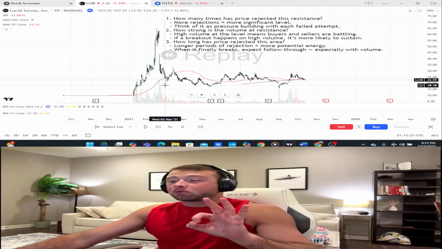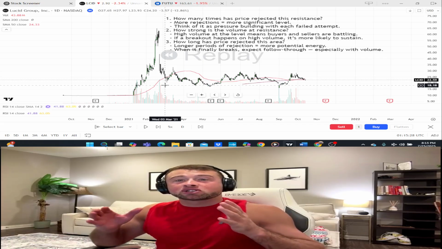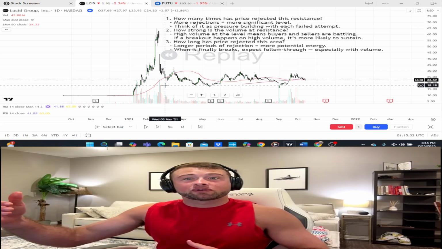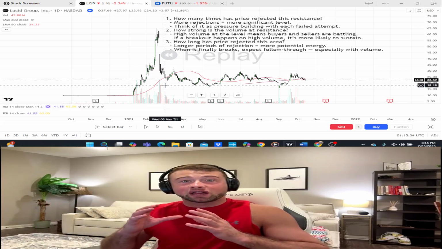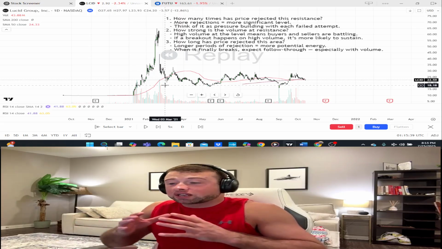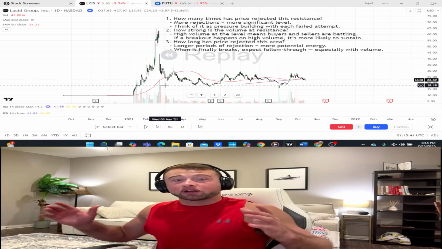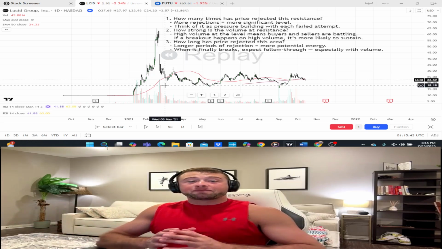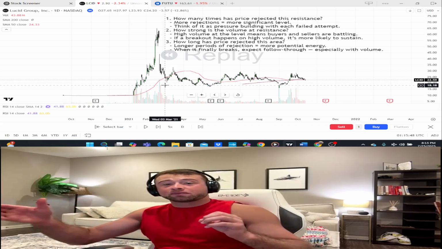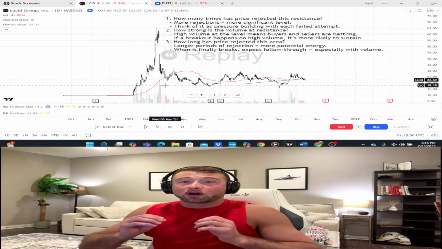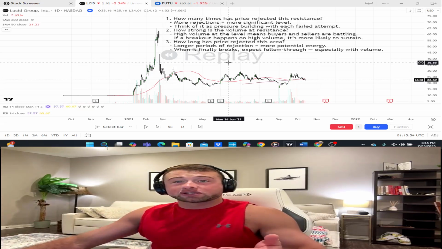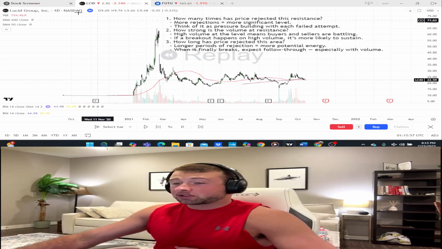Okay, and the third thing we want to look at is the duration of time that price has failed to break through this level. This signifies that it's a much more important and noteworthy level if price has traded in between this level for a long period of time. When all 3 of these align, multiple rejections, strong volume, and a long duration, now I know I'm watching something that matters.